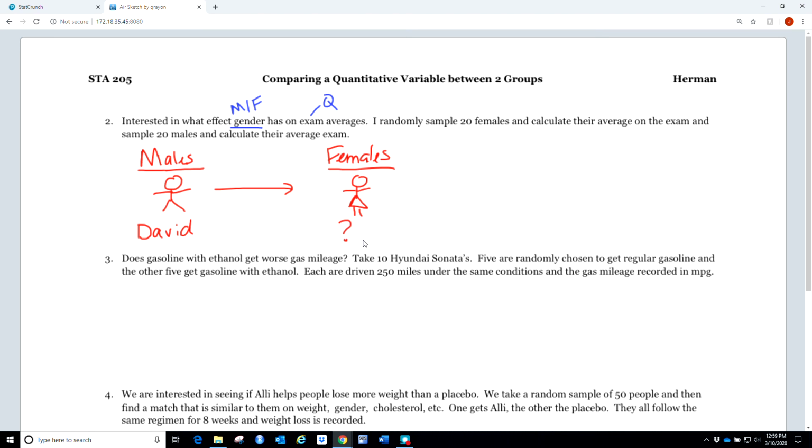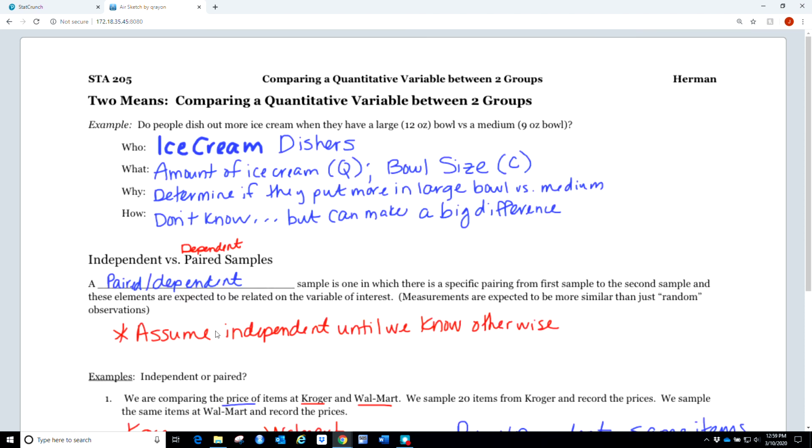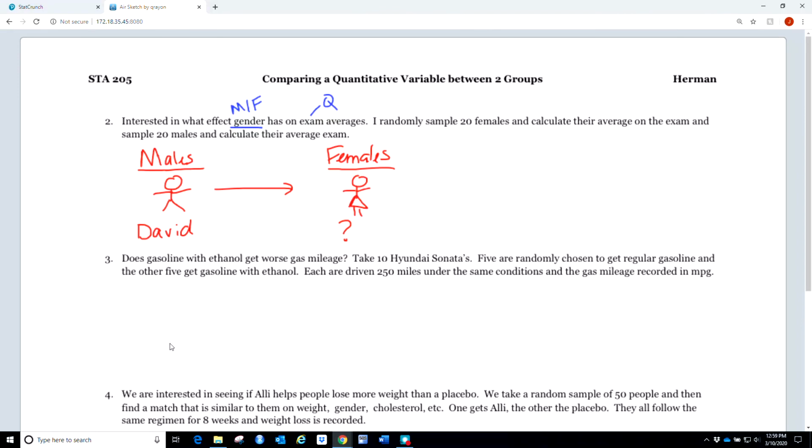So what this means for us is going back here, when we're trying to decide between independent and paired, we are assuming they're independent until we know otherwise. So from what's given to me here, I don't know why a certain man would be matched with a certain woman. That is why I'm going to say that they are independent. Because at least from what I know, I have no known reason to match a certain male to a certain female.